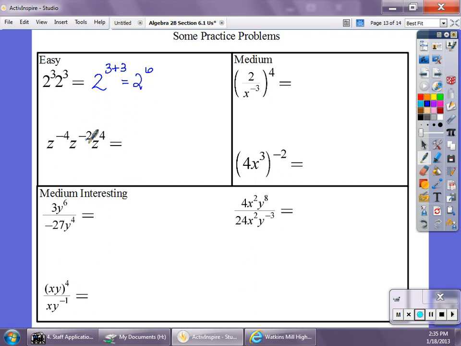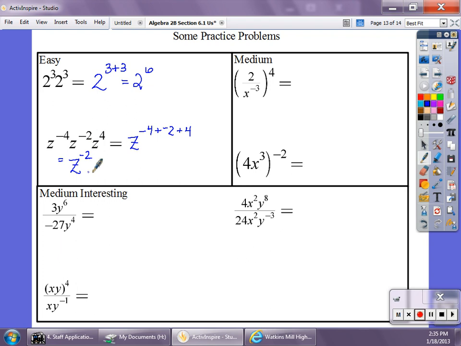Same deal down here. Don't be worried about the negative fourth and the negative 2 there. Your bases are the same and you're multiplying, so we're going to end up adding our exponents together. Negative 4 plus negative 2 plus positive 4. And so what this ends up making is z raised to the negative second power.